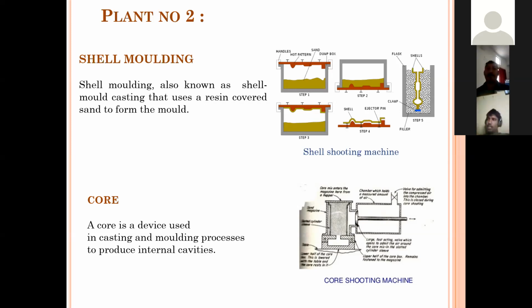Then the next one is the core. In the core there is no pattern. We directly apply the blast, meaning the sand mixture goes where the free area is there, and it makes a mold.